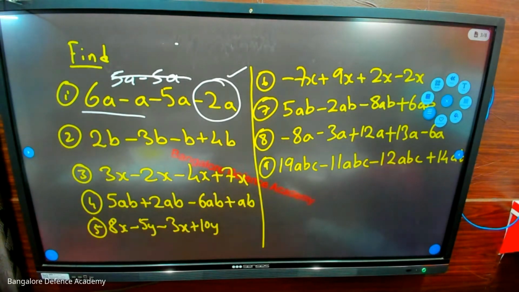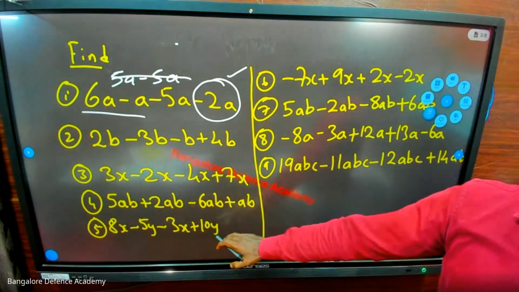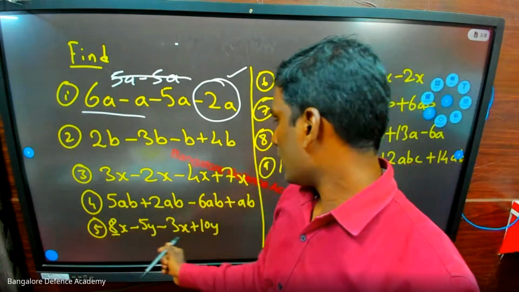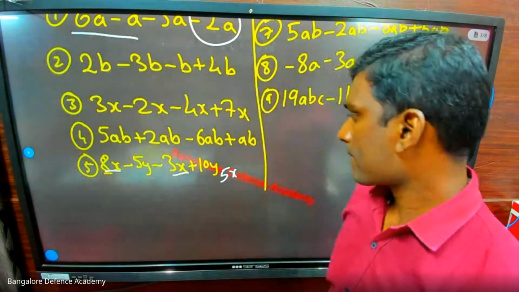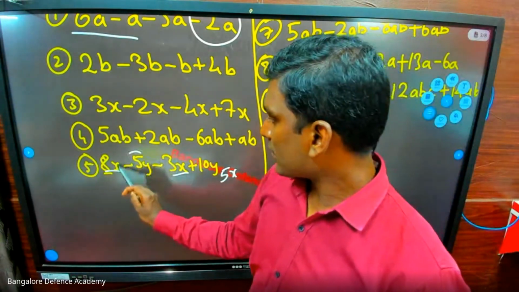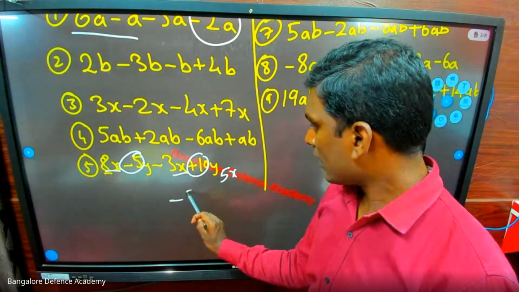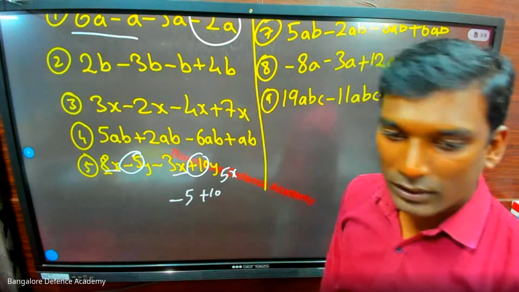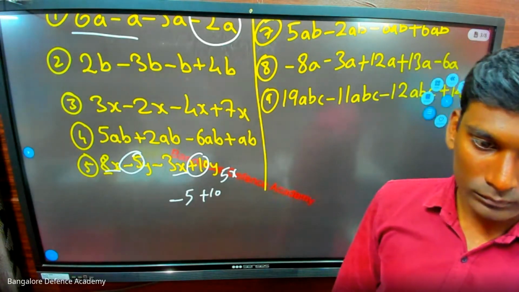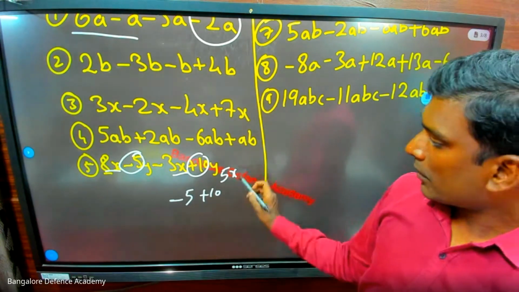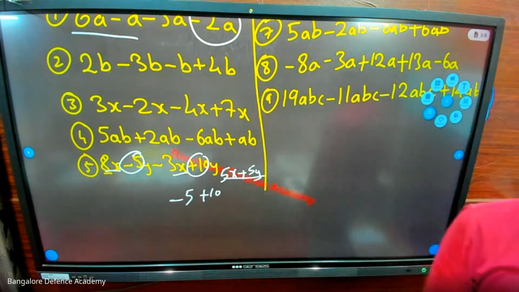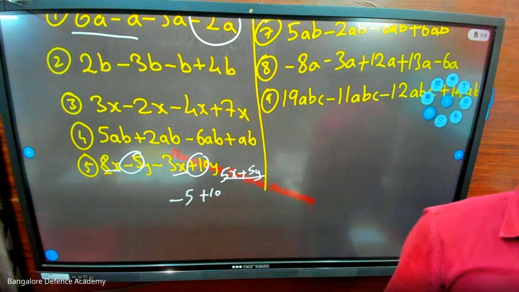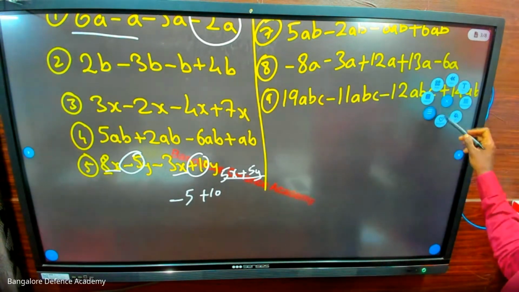Again, the answer will have 5x or 5y. Fifth one. Yes, 5x. 8x minus 3x is 5x, correct? Next, and 15y. Wait, wait. This is minus 5 and this is plus 10. So write like this, minus 5 plus 10. Tell me its answer, how much is it? Plus 5. So what will the answer be? Plus 5. Yes, Manu, is the answer coming? Yes, sir.